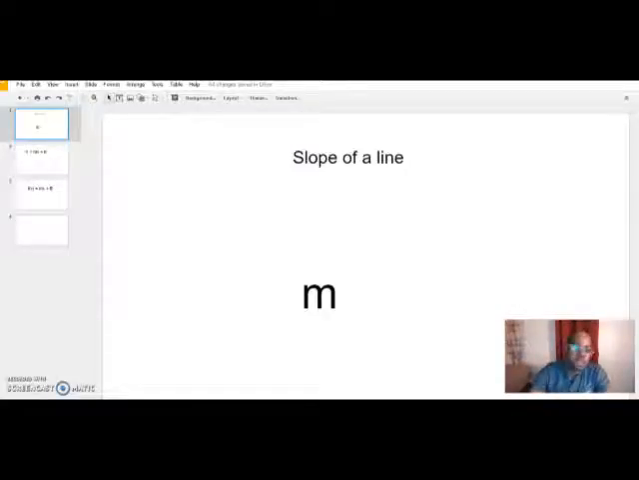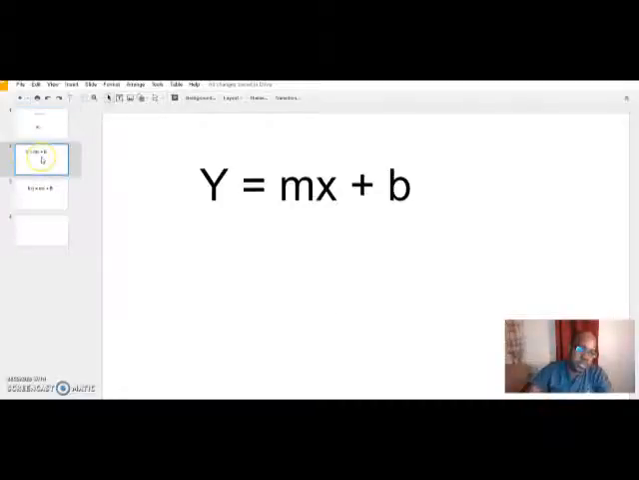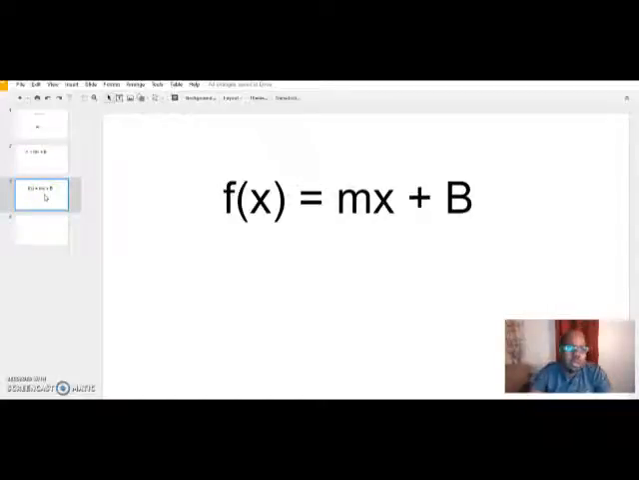Hello guys, and today I want to talk about the slope of a line. The slope is generally represented by the letter M, and it is connected to the equation of a line by the following expression: y equals mx plus b. Sometimes you might also have f(x) equals mx plus b.